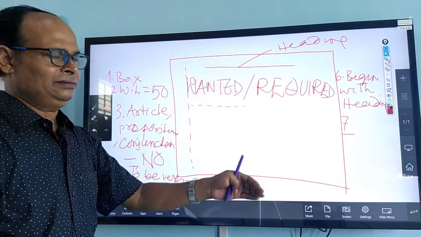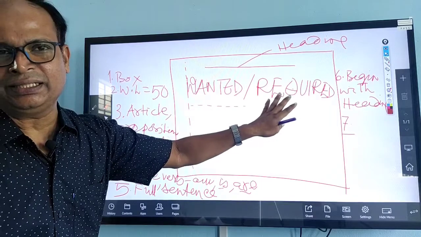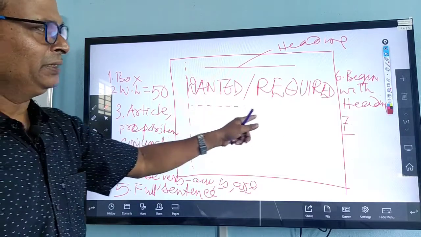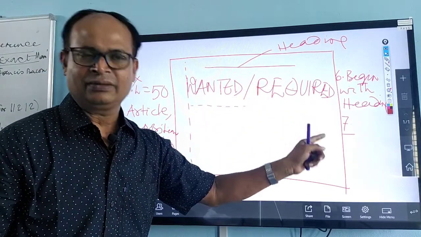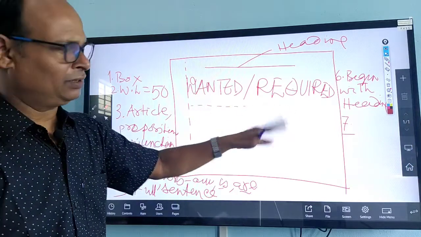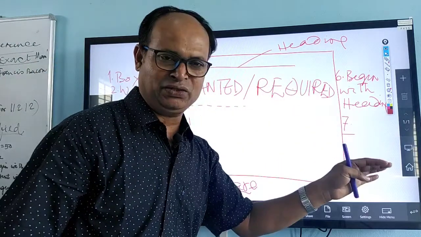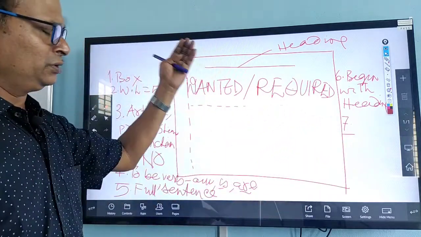Okay, then you write what qualities are needed. Suppose that the person should be a postgraduate in the special field or the particular field, and then what experience is needed for the person, that is also to be mentioned.